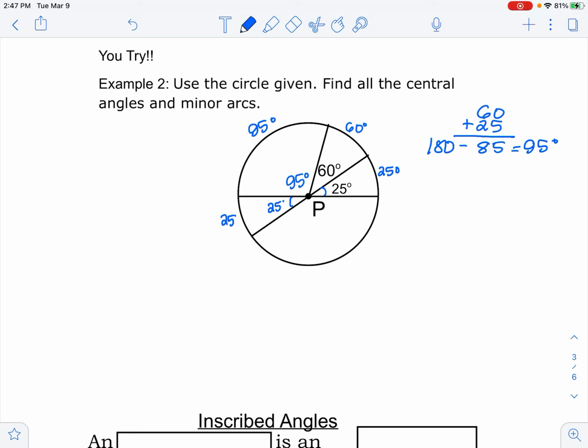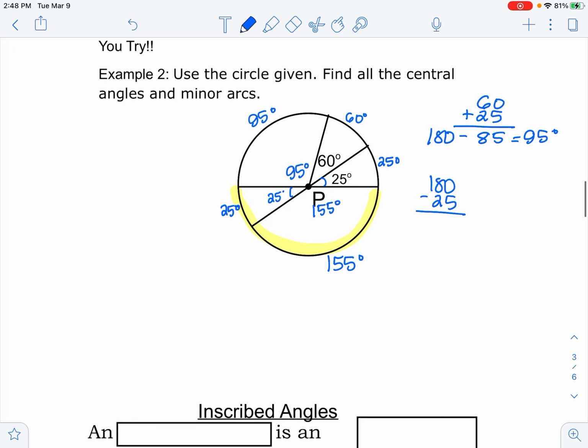All right, I have one last angle to find, which is always possible. So I can either use the semicircle and do 180 minus 25, or I can add up all the arcs that I do have and do 360 minus that. I'm going to do the 180 minus 25. So I get 155, and that means this angle is also 155. And that's it for that one.